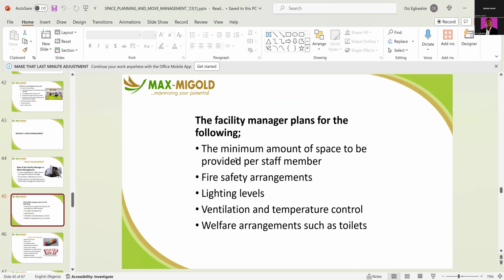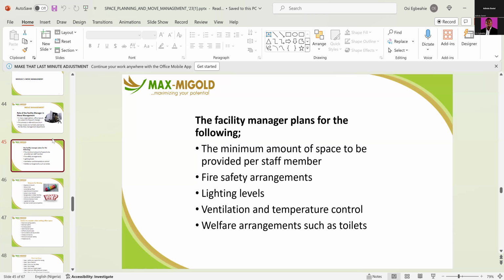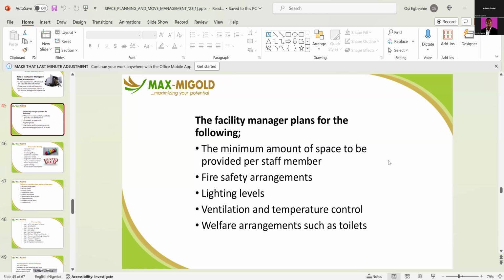The facility manager plans for the following: some amount of space to be provided for staff members. Look at the fire safety arrangements. Look at the lighting levels of the space. Look at the ventilation and the cooling control of the space. Also, you look at the welfare arrangements such as toilets.